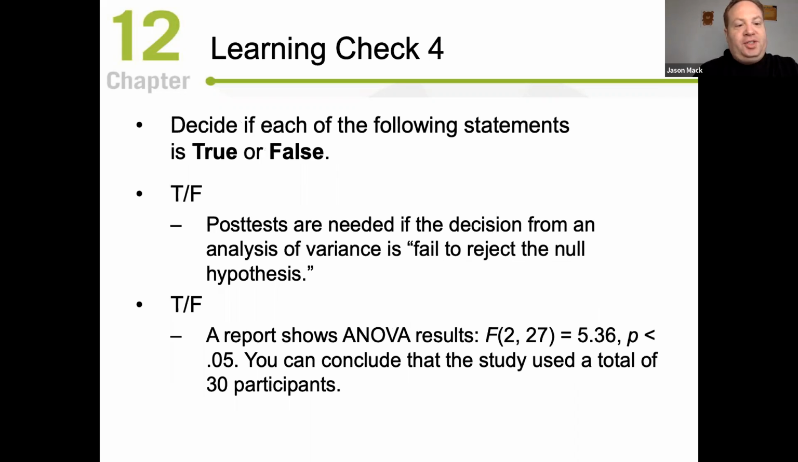Decide if each of the following statements is true or false. True or false: post hoc tests are needed if the decision from an analysis of variance is to fail to reject the null hypothesis. True or false: a report shows ANOVA results, F(2, 27) = 5.36, p < 0.05. You can conclude that the study used a total of 30 participants.